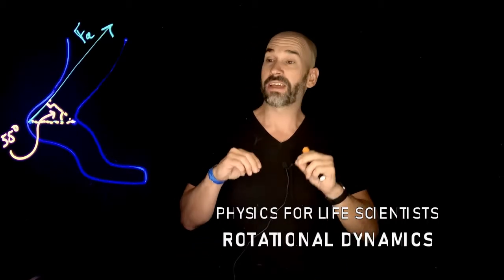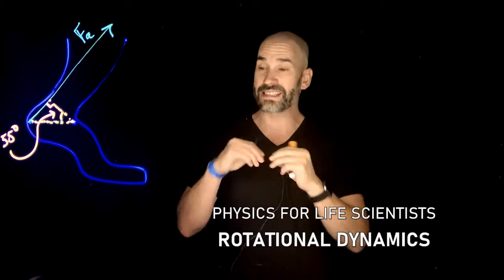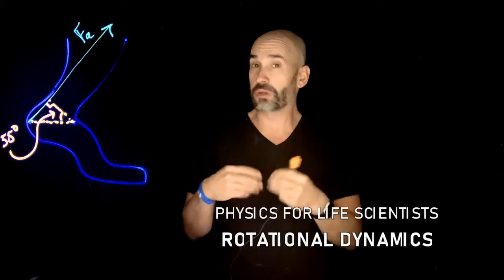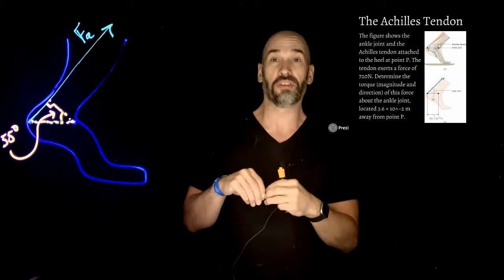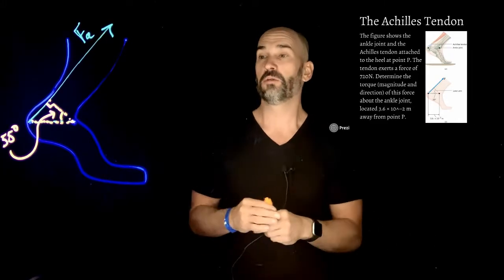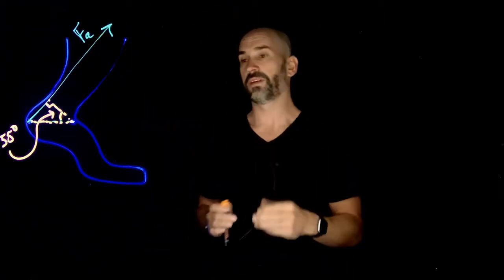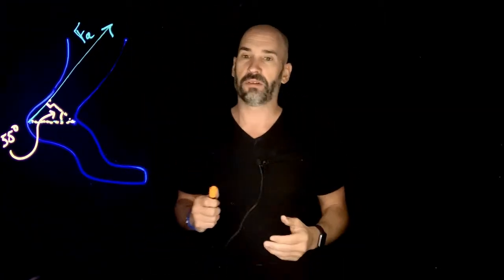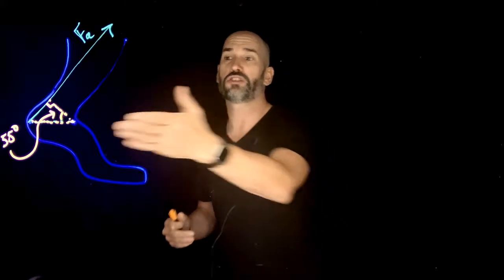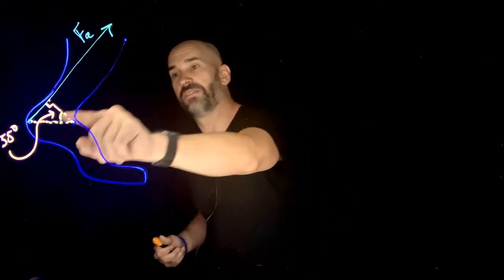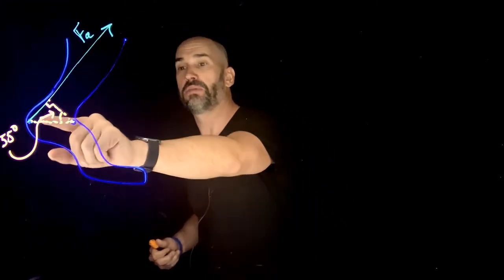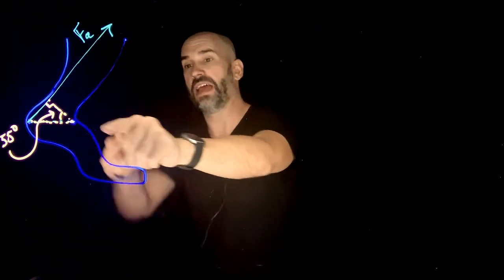Okay, let's look at another example. It's a very simple example, but an extremely important one because it involves one of the most important tendons in the human body, which is the Achilles tendon. Okay? And so we just want to find out, what is the torque that this Achilles tendon, if attached to the heel, can apply about the ankle joint.